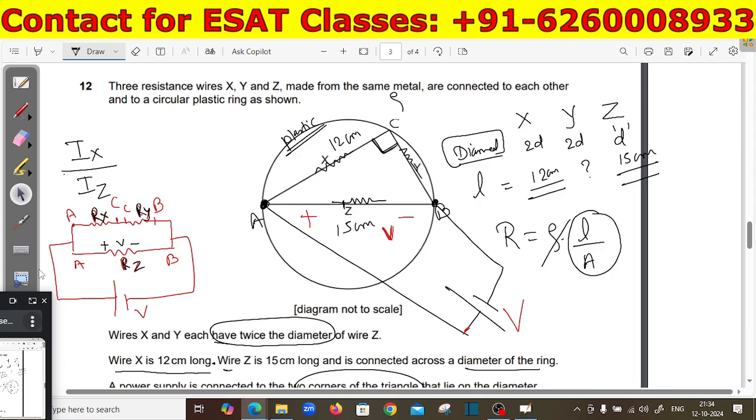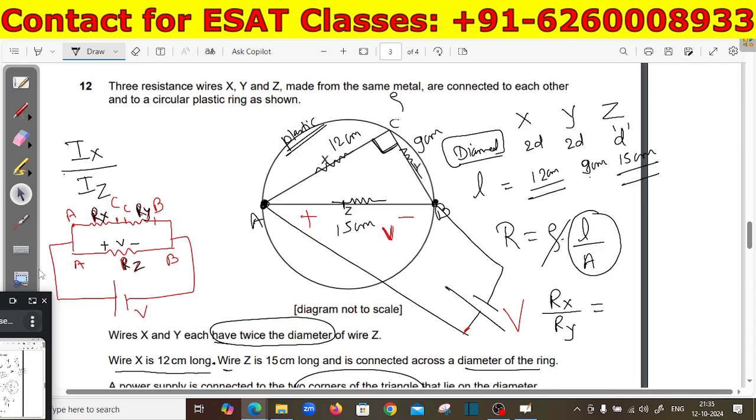So what do you do? 15 square minus 12 square, so it is 9 centimeter. So now you have this 9 centimeter. Now we can have the ratio of x is to y is to z, resistance. Suppose we want to find ratio of resistance rx, ry, anything we can do, no problem. Right now I want to find the ratio of rx and ry.